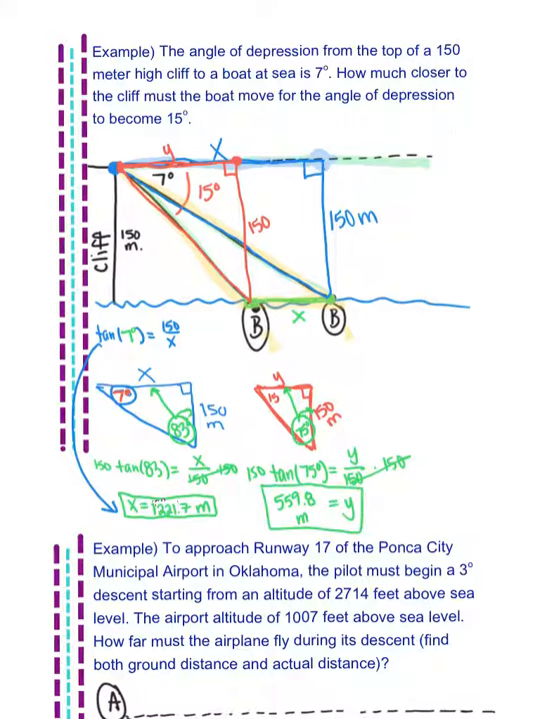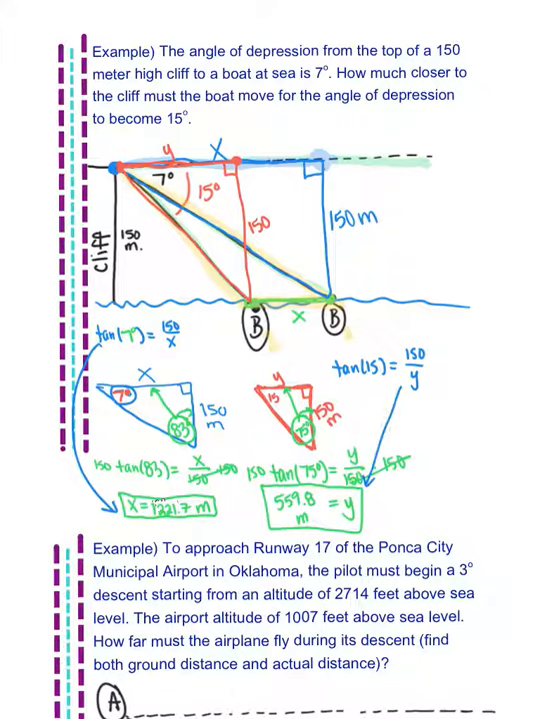If you used the 15, you would set this up a little differently. You'd have tangent of 15 is equal to 150 over y, and then you would have to multiply by y and divide by tan of 15. So when you put in 150 divided by tangent of 15, you would get the same thing. So we're all set, same thing.